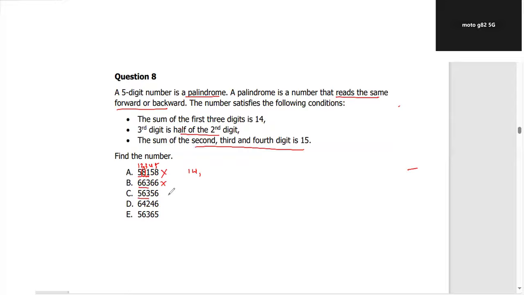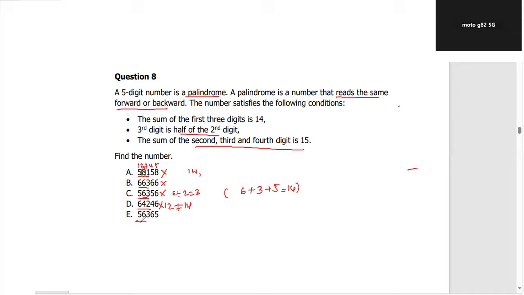Then we do this. Sum is 14. 11 plus 3, 14. Then the third digit is half of the second digit. That also is getting met, like 6 divided by 2 is 3, which is happening. And the sum of the second, which is 6 plus 3 plus 5, is adding up to 40. It's not adding up to 15. So again, this is not my answer. Again, for Denmark, 6 plus 4 plus 2 adds up to 12 and not equal to 14. So the first condition is not getting met. So this is not my answer.